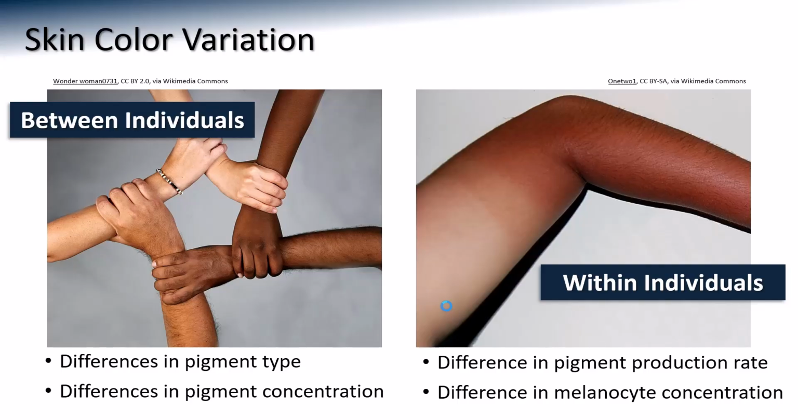We also see differences, though, within individuals. So this might be getting a tan in the summer, or it could be having freckles or moles or other patches of highly pigmented skin. This is typically due to differences in pigment production rates across time, and it can also be a difference in melanocyte concentration from one region of skin to the next.